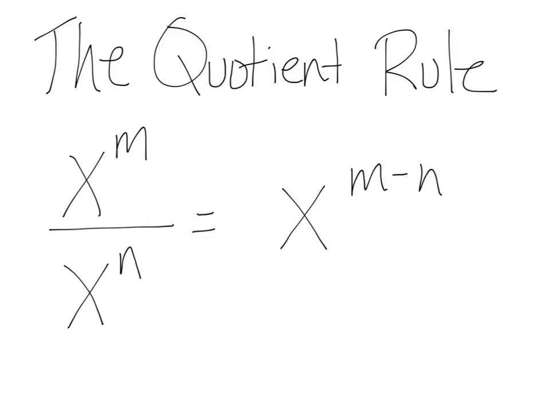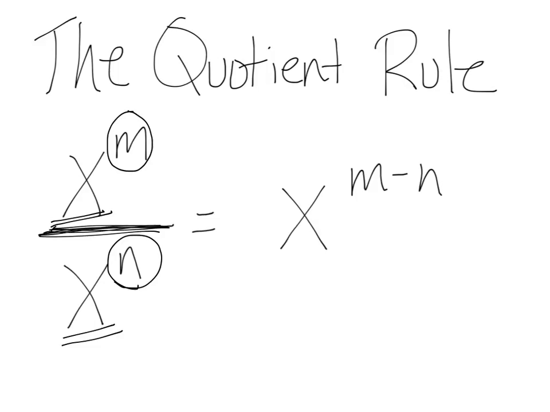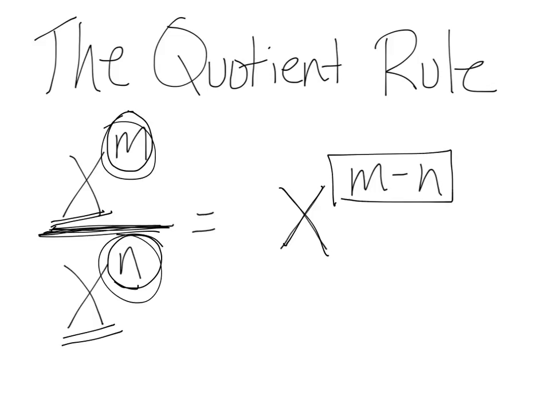The quotient rule for exponents gives us a quick way to figure out the answer to problems when we are dividing bases that are the same. As you'll see here, x to the m power divided by x to the n power. Notice how the bases for both of those exponents are the same. They're both x. And when you have this situation, when you're dividing, when it looks like a fraction, then the answer is simply x to the m minus n power. You take these exponents and you subtract them.